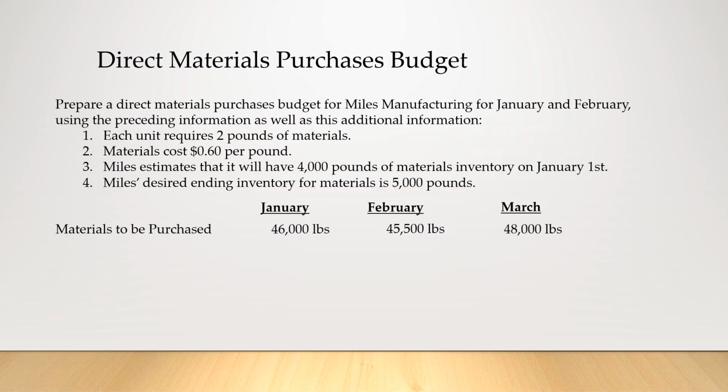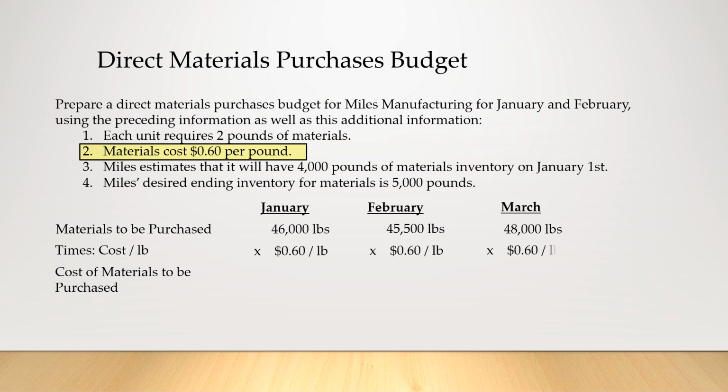The materials to be purchased for each month is expressed in pounds of materials, but to finalize the budget, we need to convert those figures into their cost or dollar values. We can do that by multiplying pounds of material by 60 cents per pound. The cost of materials to be purchased will be $26,600 in January, $27,300 in February, and $28,800 in March.